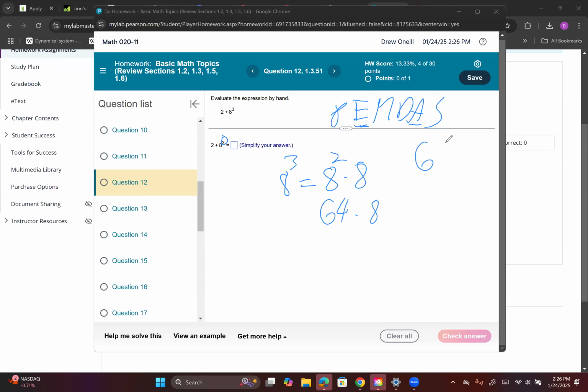64 times 8. How do I do that? Practice. Write these out by hand. Don't just start to use the calculator. What's 8 times 4? 32. Carry the 3. What's 8 times 6 plus 3? 51. 512. Now that's not the final answer.